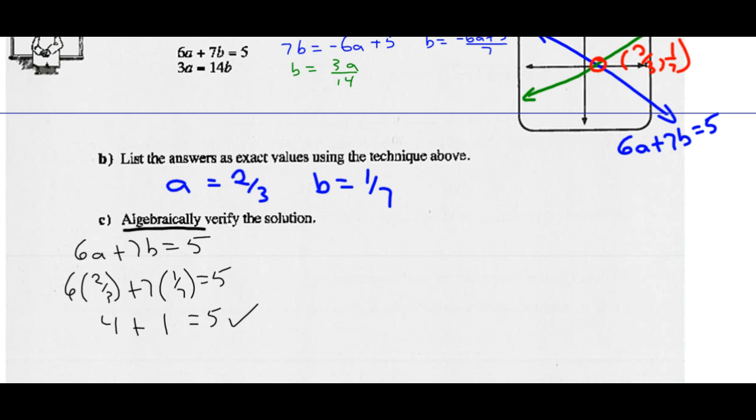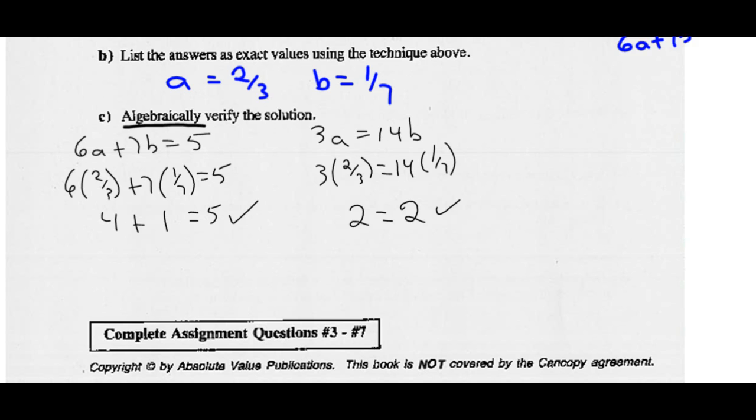So that point satisfies the first equation. Make sure it satisfies the second equation. 3a equals 14b. So 3 times 2/3 should equal 14 times 1/7. 3 times 2/3 is 2. 14 times 1/7 is 2. 2 indeed equals 2. All right.